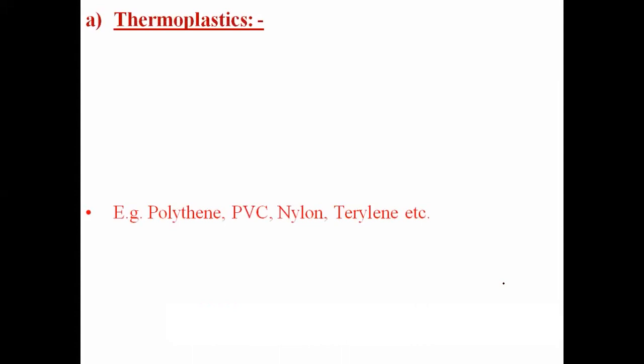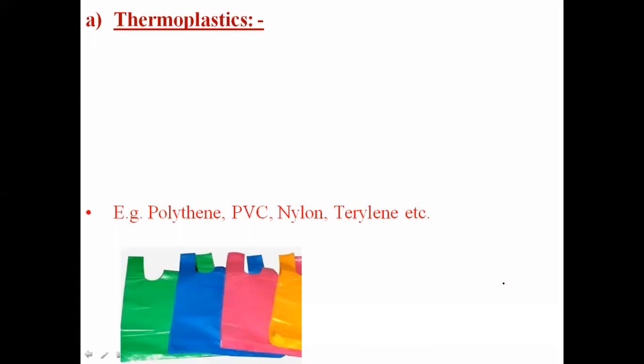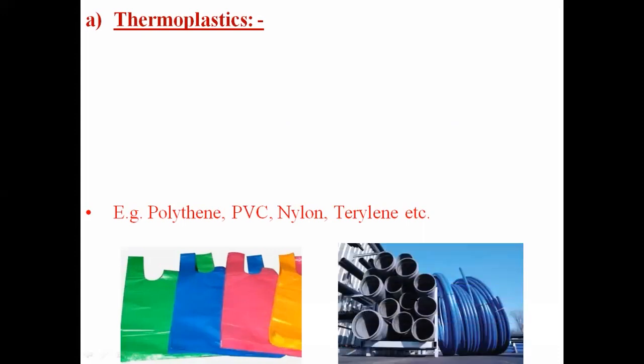Example of that thermoplastic is the polythene. Very simple example, polythene. Then PVC, nylon and terylene. These are the examples of that plastic. Actually, this is just a picture of that polythene carry bags. Okay, polythene carry bags. Then this is example of polyvinyl chloride pipes. किंवा आपण शॉर्ट मध्ये याला PVC असं म्हणतो. PVC. We have studied picture of nylon and terylene in last slide also. Okay, these are the examples of thermoplastic. Polythene, PVC, nylon, terylene. These are the examples of thermoplastic.